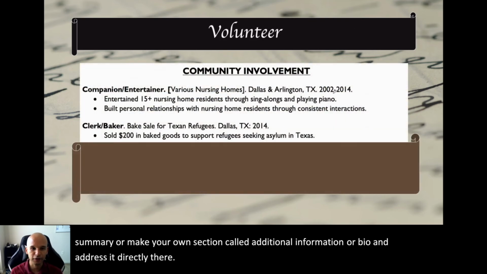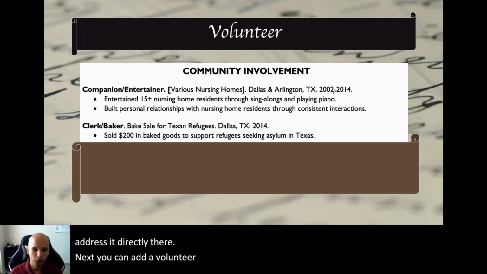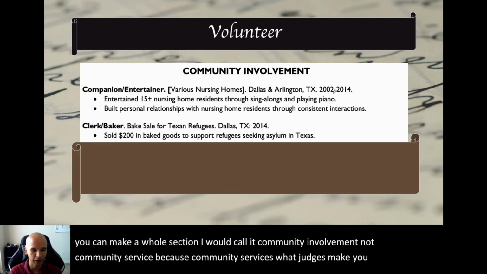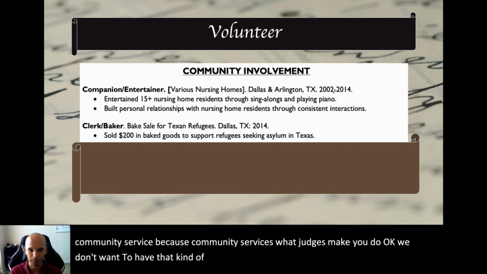Next, you can add a volunteer section. If you're somebody who volunteers a lot, you can make a whole section. I would call it community involvement, not community service, because community service is what judges make you do. Okay, we don't want to have that kind of affiliation. So call it community involvement.